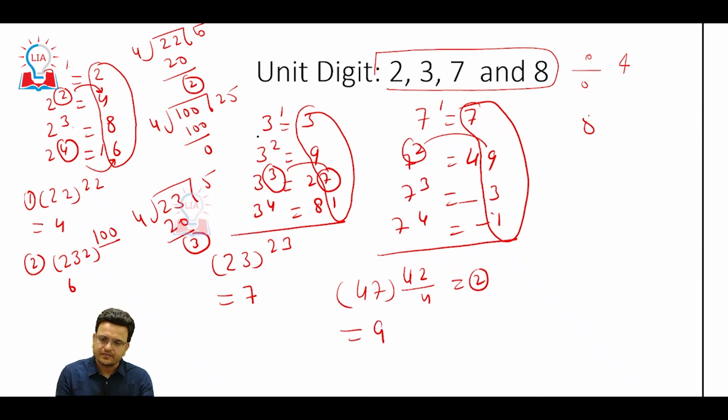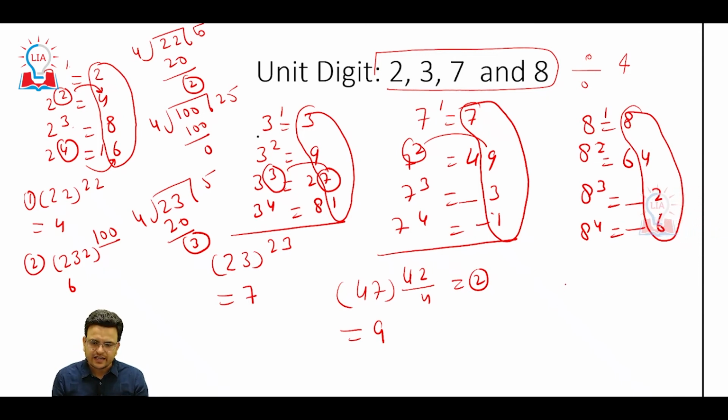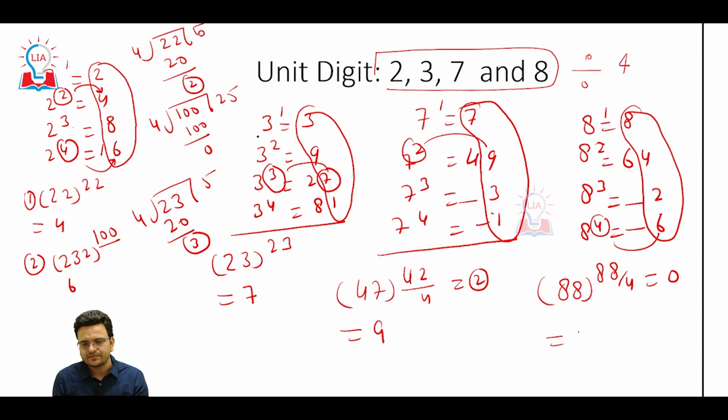Same way 8 ones are 8, 8 to the power 2 is 64, 8 to the power 3 unit place will be 2, and 8 to the power 4 again we have 6. So these can be the unit place. Simple way, whenever question is giving like 8 to the power 8, divide by 4, remainder 0, when 0, unit place will be 6. Hopefully you are able to understand. Simple, you just divide the power by 4, get the remainder. When you get the remainder, you are going to get an answer.